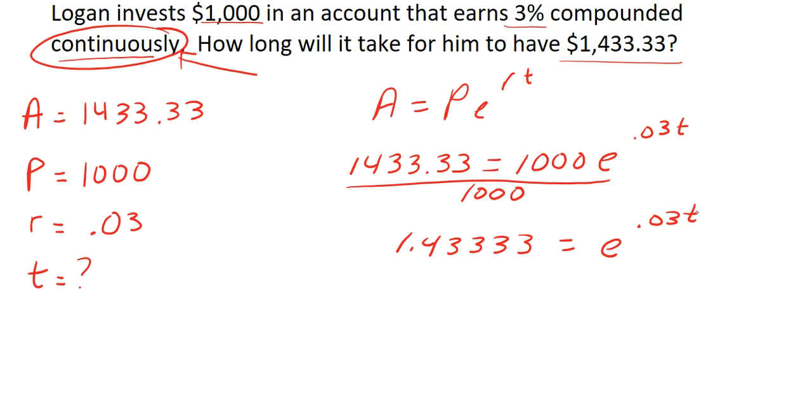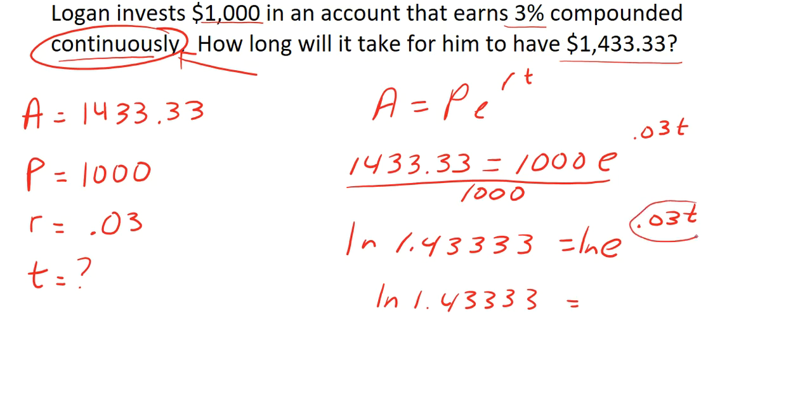I can either convert to a log equation at this point or ln both sides. Both strategies are going to work. I'm going to ln both sides. So ln of 1.43333 is equal to, now a couple of ways to think about this. Since ln is a log base e, this is saying e to what power is e to the 0.03t. So the answer is 0.03t.